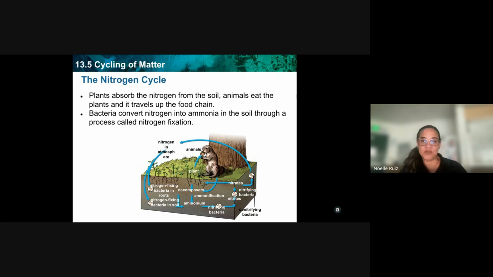So most plants and animals can't use nitrogen as it is. Bacteria have to fix it. So it's an actual usable energy source. And there are more steps. But the important part about the nitrogen cycle is the bacteria, the nitrogen fixation that happens by bacteria.